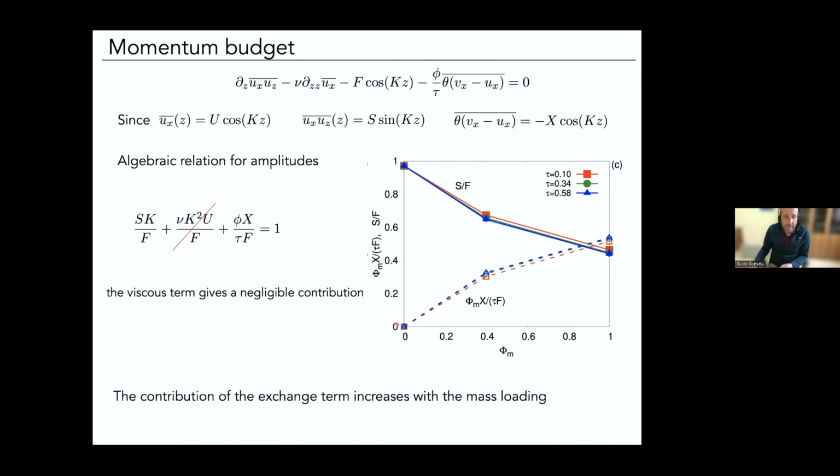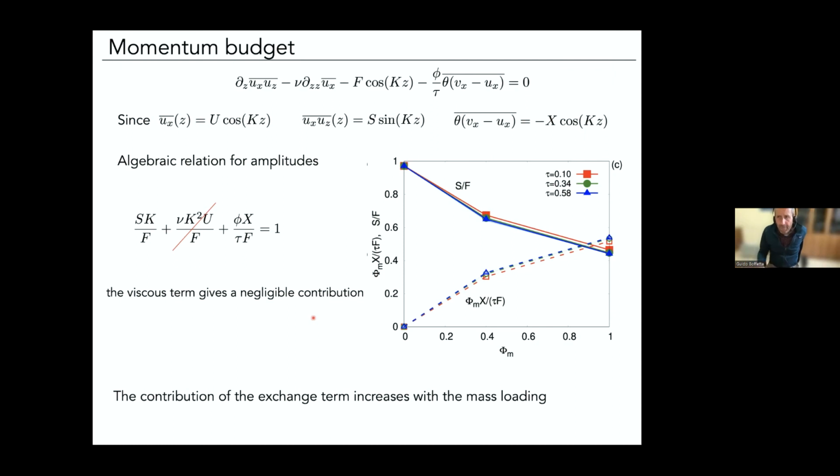Yes, the Reynolds stress, and the other, the exchange term, which is 0, plotted here as the dashed line. It's 0 when you don't have mass loading, so all the forcing goes essentially into the Reynolds stress. But increasing the mass loading, we have an increase of this exchange term, which becomes of the same order as the Reynolds stress when the mass loading is equal to 1, which is the largest value that we have in our simulation.